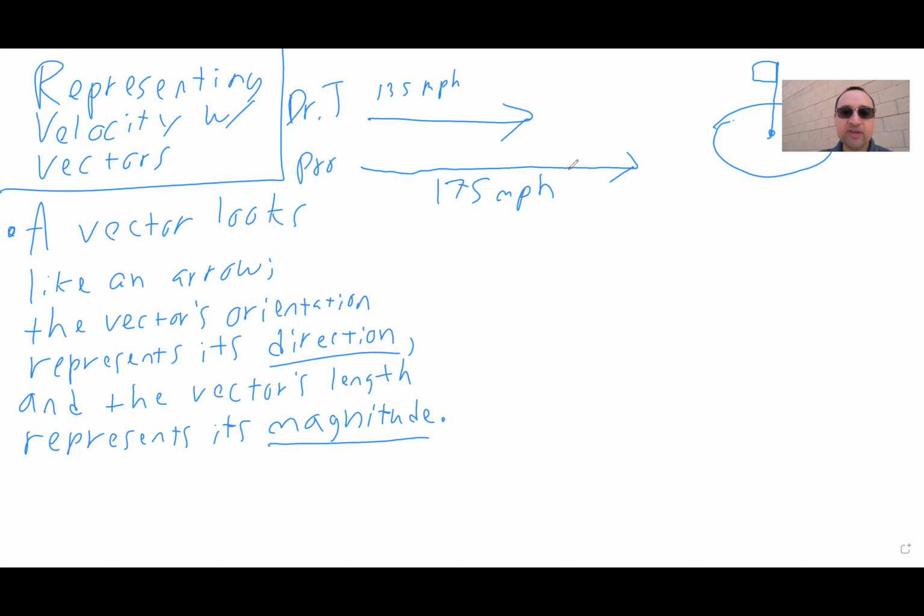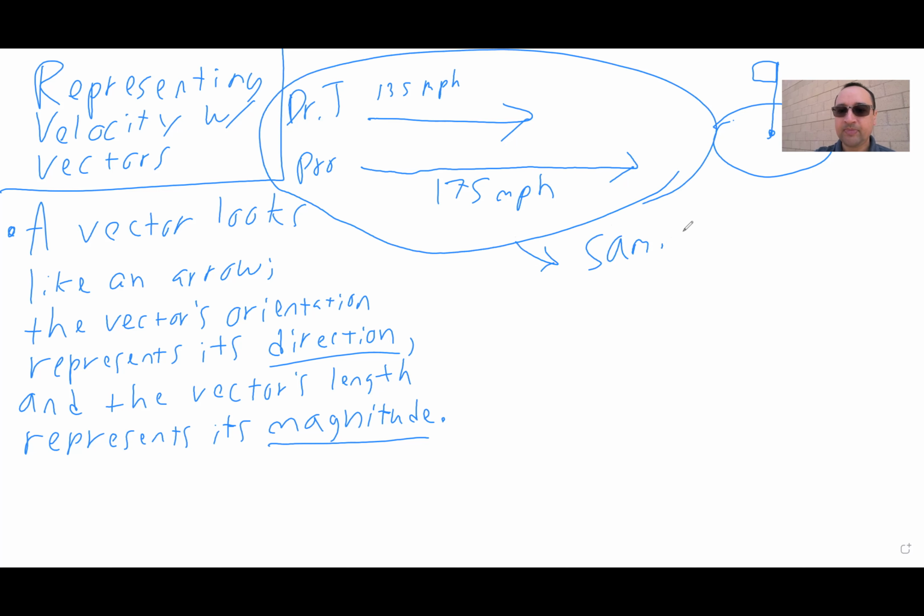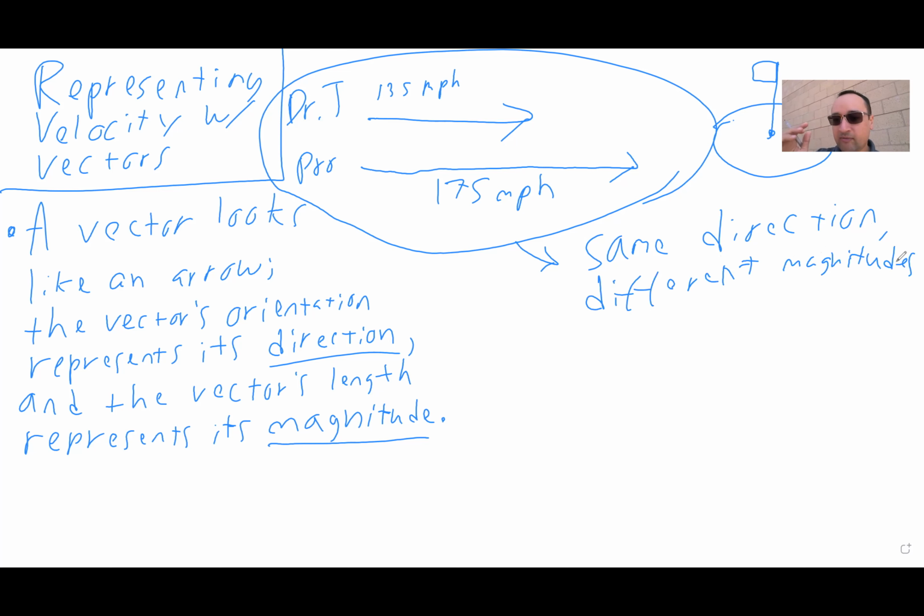So in this case, these two vectors, these two arrows that represent the velocities of our golf balls, are going in the same direction, but they have different magnitudes.